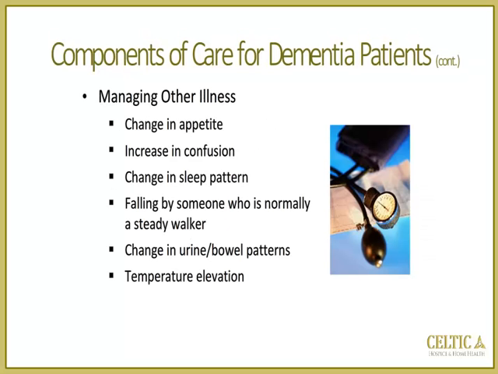Another important aspect of the care of a dementia patient is managing other illnesses. They may have a change in appetite, increase in confusion, a change in their sleep pattern, falling by someone who is normally a steady walker, change in urine or bowel patterns, or may have a temperature elevation.